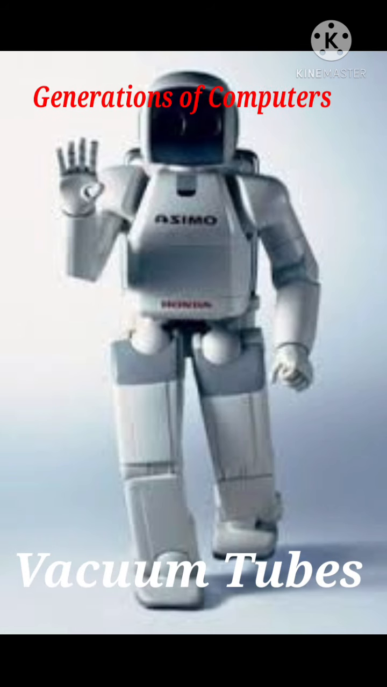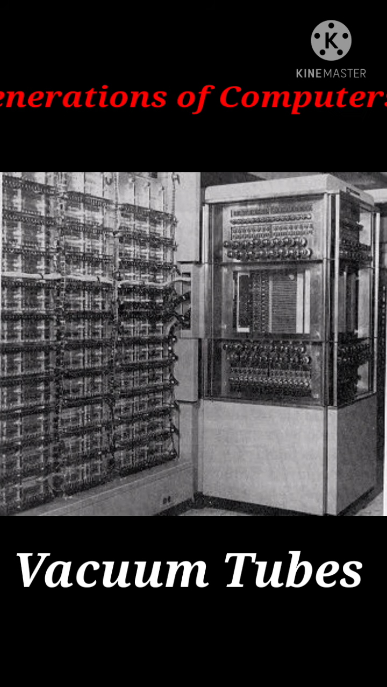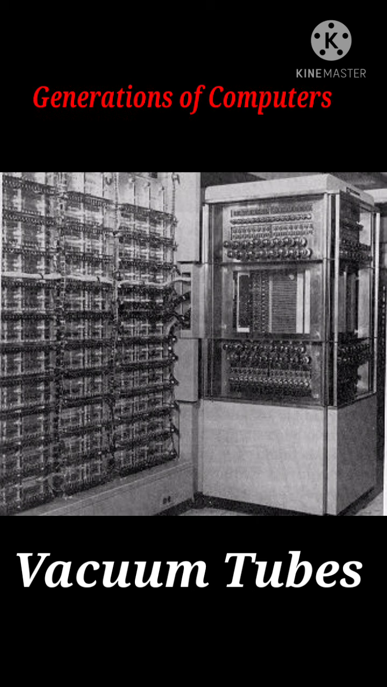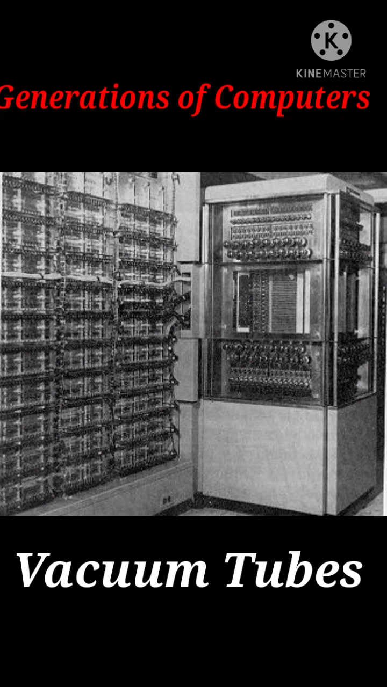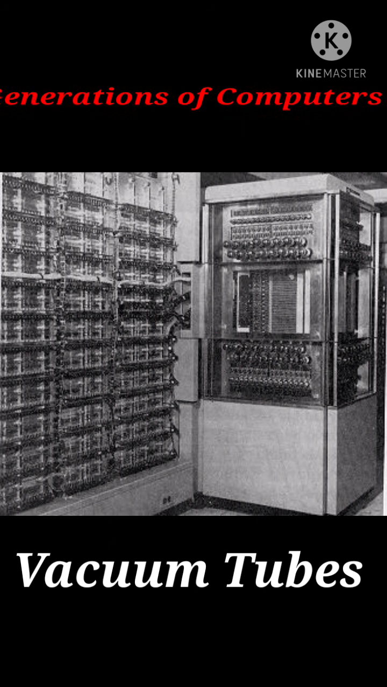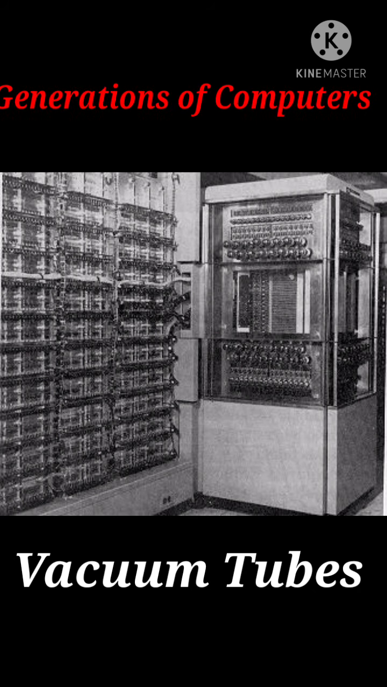Let's see one by one clearly about the generations of computers. First one, vacuum tubes. It was the first generation of computers. The invention of vacuum tubes in the year 1905 was the turning point in computer technology. This computer was very big in size and used about 19,000 vacuum tubes and needed a large area of space of about 800 square feet.